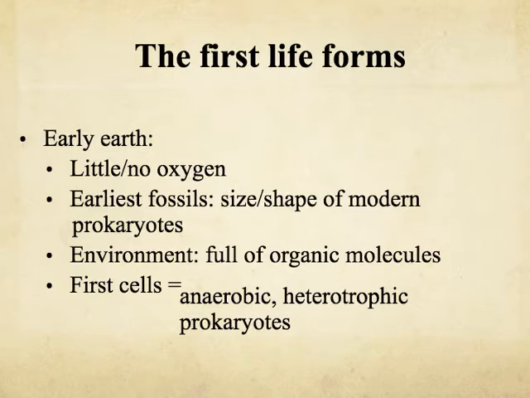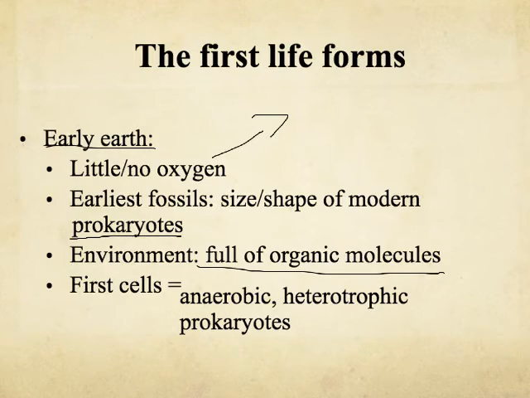So I want to set the scene again. Remember, at this point we have some basic prokaryotes existing, but we still have little to no oxygen gas. We know from the fossil record that basically the cells that existed were prokaryotic, the basic prokaryotic cells. And we know the environment at this point is full of organic molecules because all those inorganic molecules have been combining to make monomers and polymers, and they're all floating around in the ocean that exists. So our first cells were anaerobic, that means they did not use oxygen. They were heterotrophic, which means they got their energy by eating all this food that's been floating around, and we know they were prokaryotic.